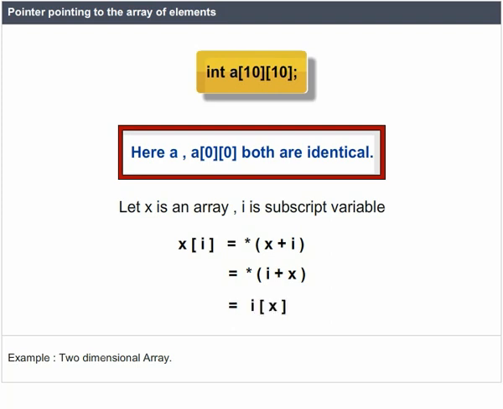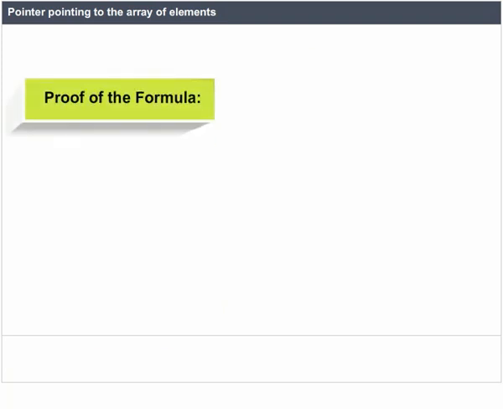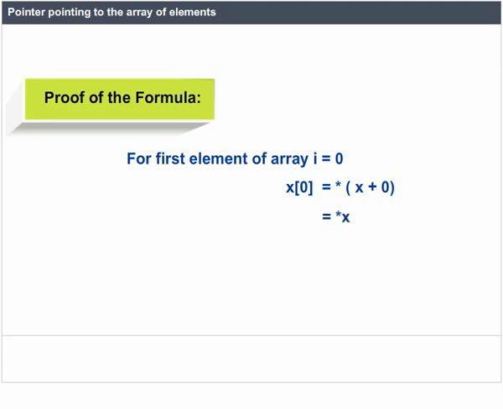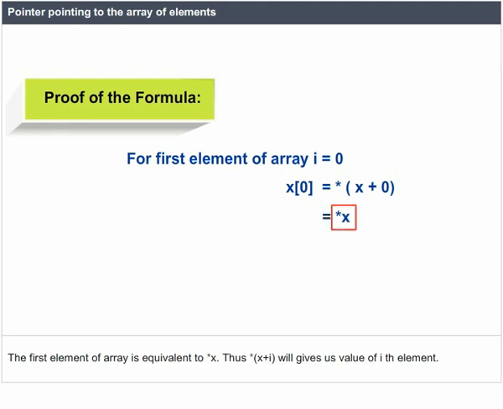Proof of the above formula. For the first element of the array, i is equal to 0, so x[0] is equal to *(x + 0), which is equal to *x. The first element of the array is equivalent to *x. Thus, *(x + i) will give us the value of the ith element.